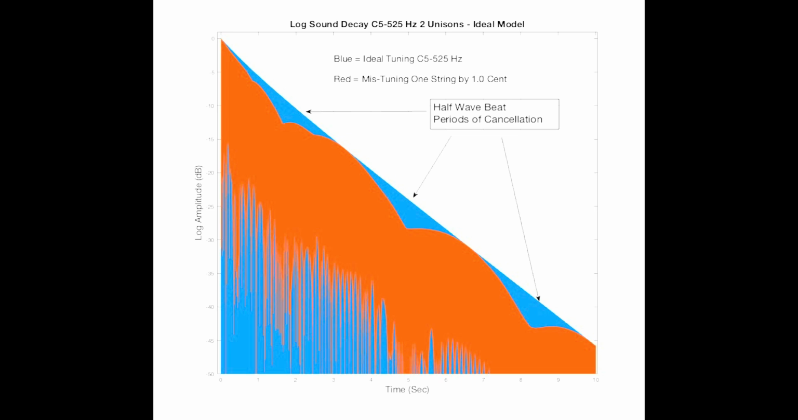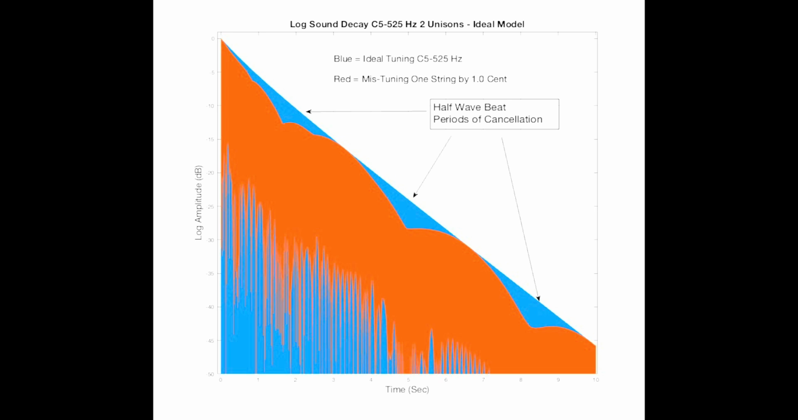The first figure here shows an ideal model of a decaying sound over 10 seconds after the hammer strikes the strings. The y-axis in the figure is in log amplitude in decibels, while the x-axis is in linear time over 10 seconds. An ideal exponential decay appears as a straight line in log amplitude. The red curve under the blue line is from 2 strings being spread by 1 cent.